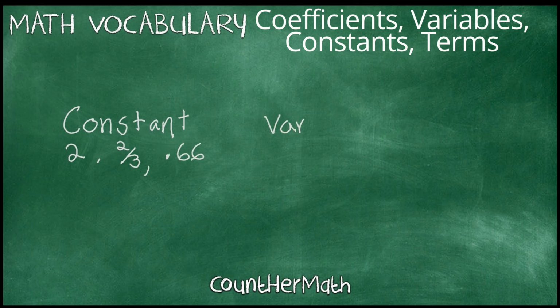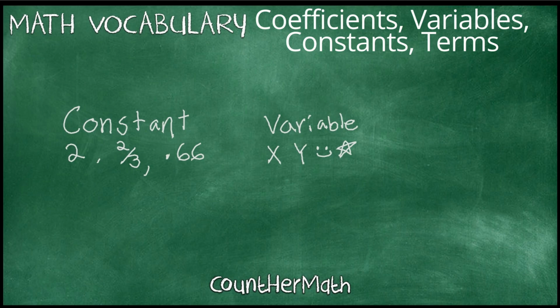A variable is typically a letter. X and Y are variables. They represent an unknown or changing value. Now, if we wanted to, we can represent variables with little pictures like smiley faces or stars, but we tend to stop doing that after 4th grade.